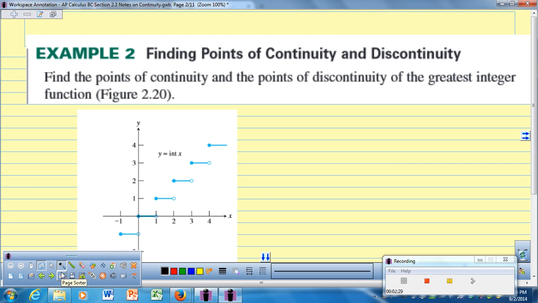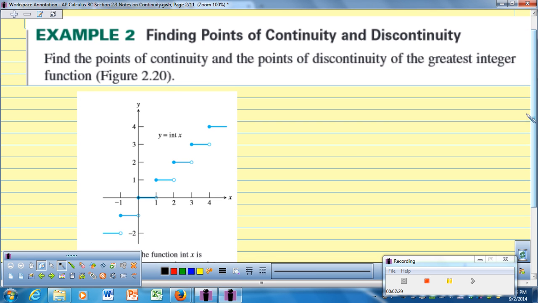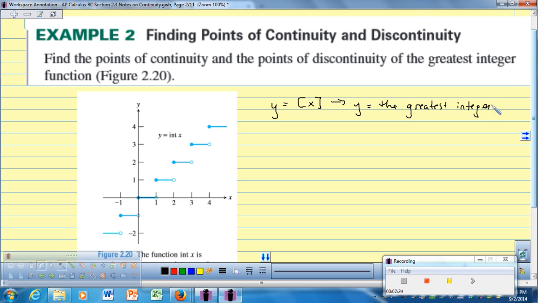Okay, so let's apply this information to our first example, which says to find the points of continuity and the points of discontinuity of the greatest integer function. Well, we need to remember the notation for the greatest integer function. Generally it looks like this, and this means y equals the greatest integer that is less than or equal to x.